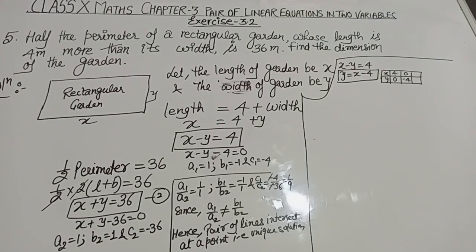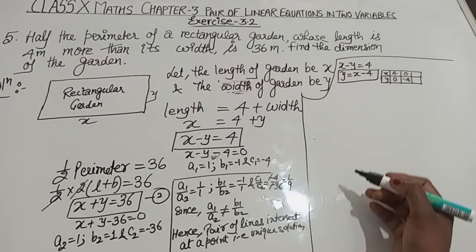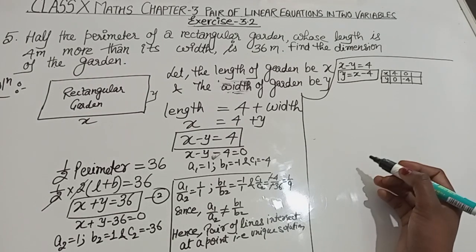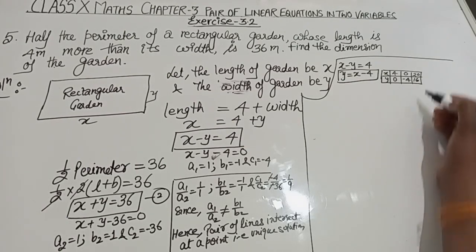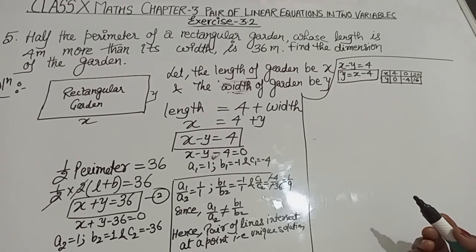x plus y is equal to 36 and x minus y is equal to 4. So when we put here 20, what we get is 16.